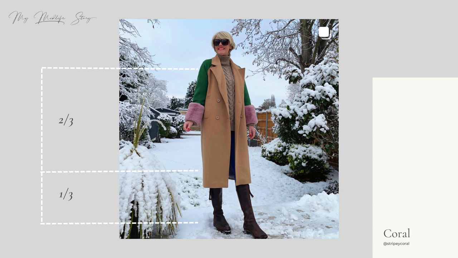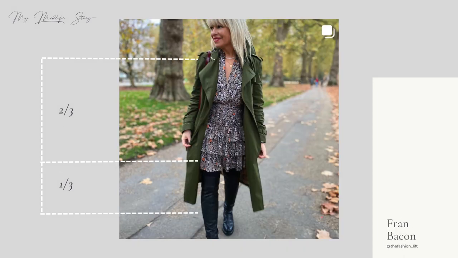Next we've got Coral, and she's got a long coat on which takes up the two thirds, and then the boots take up the one third. We've got Fran again here, and I just want to show she's wearing a dress with boots, and again using the same idea as Kat, so having black tights with her black boots, and it all works really well proportion wise even with the long coat she's wearing.